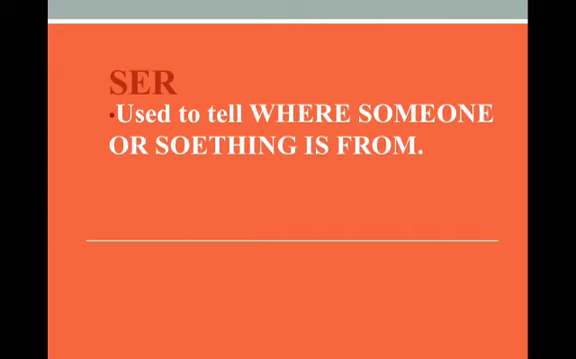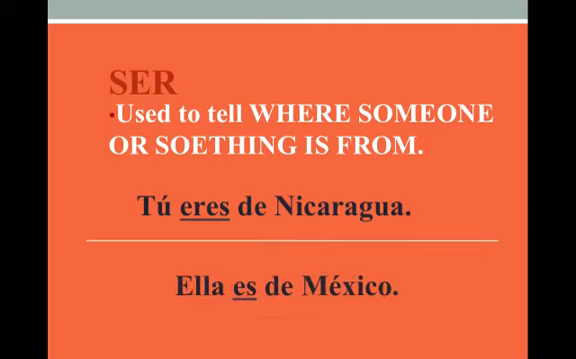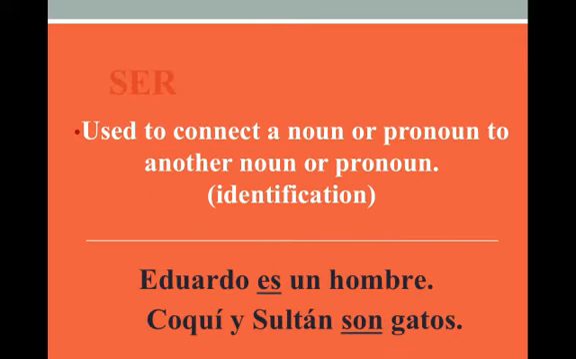It's also used to tell where someone or something is from, as in you are from Nicaragua. Tú eres de Nicaragua. Ella es de México. She is from Mexico. And we also use the verb ser for identifying things. To say, for example, Eduardo is a man. Eduardo es un hombre. Or Coqui and Sultan are cats. Coqui y Sultan son gatos.